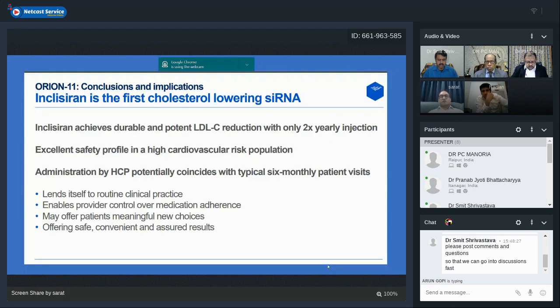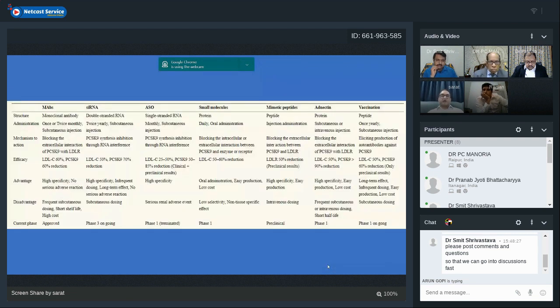Now, these are various molecules that are being tried against PCSK9. We have already discussed the first two. There are so many other agents that are coming: single-stranded RNA, small molecules, mimetic peptides, adnectin, including vaccination. And the vaccination injection is supposed to be enough once yearly. Although I would say that, in fact, one of these agents, the small molecules, is going to be available orally also. So, you know, things are very good for PCSK9 inhibitors.